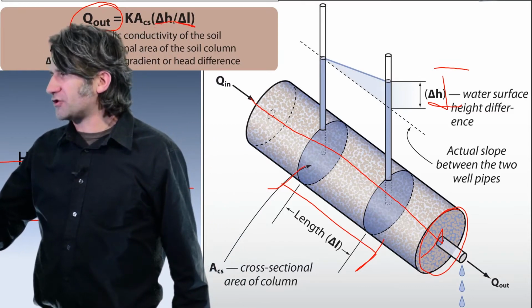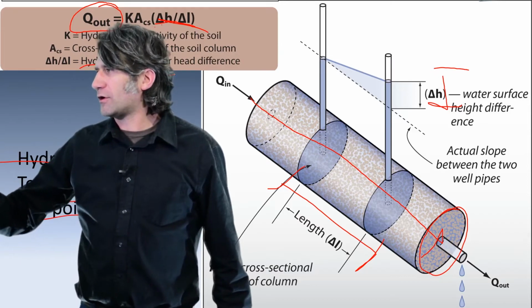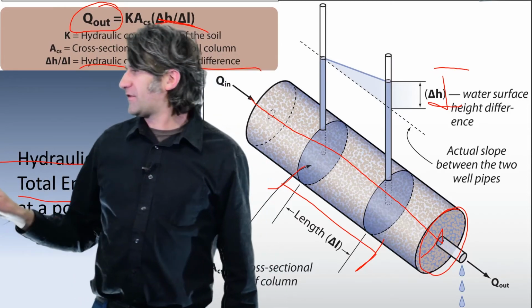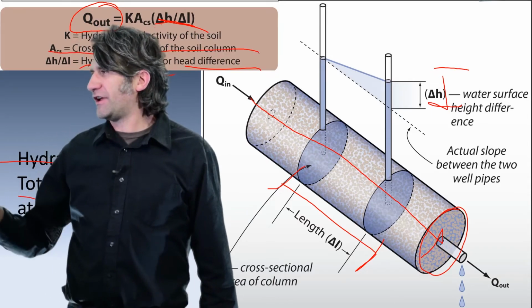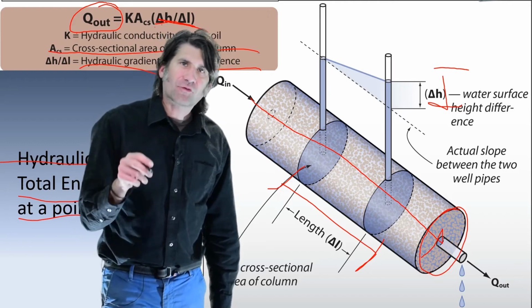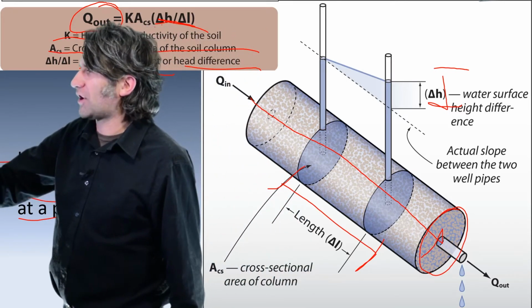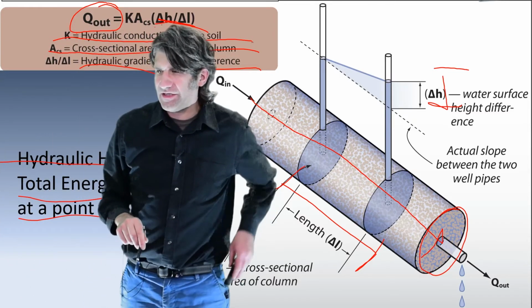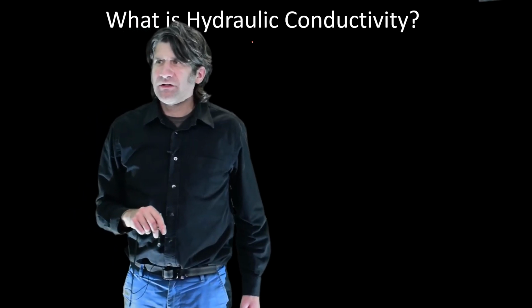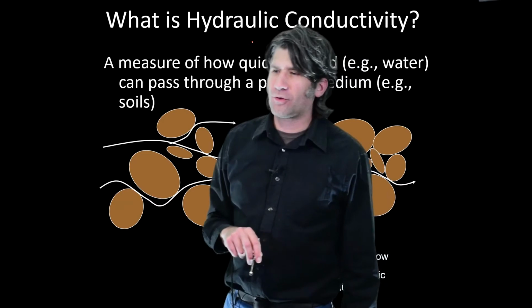So that would be our change in hydraulic head. So we call that the hydraulic gradient or head difference. So now we've talked about the hydraulic gradient, the head difference, and the cross-sectional area. The last thing that's really important for understanding how quickly water moves through the ground is what we call the hydraulic conductivity of the soil. So hydraulic conductivity is essentially how easily you can pass that water through your porous material.